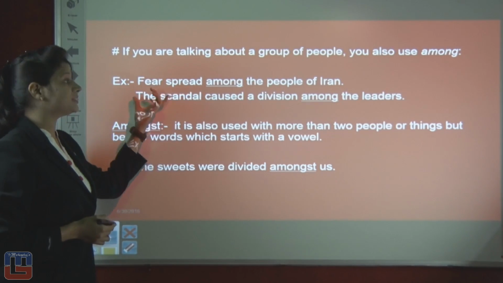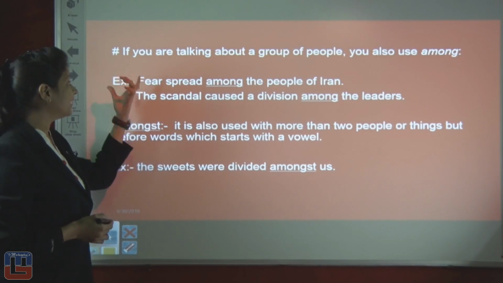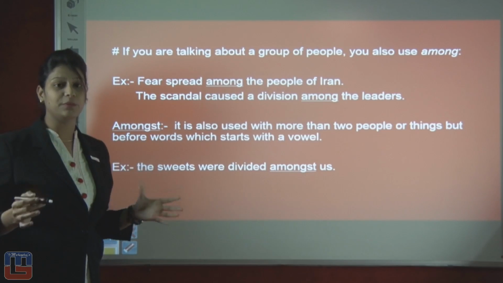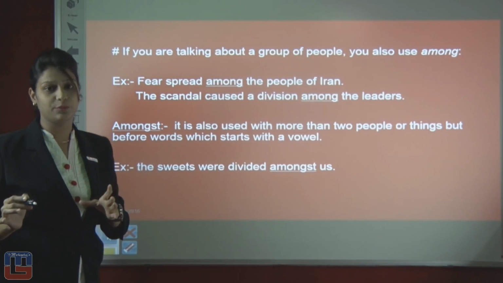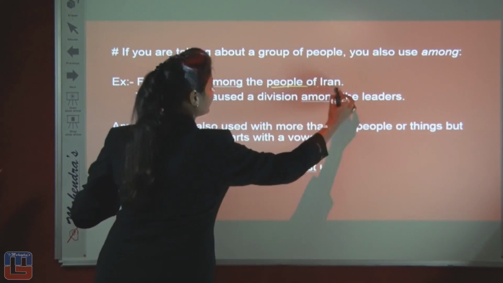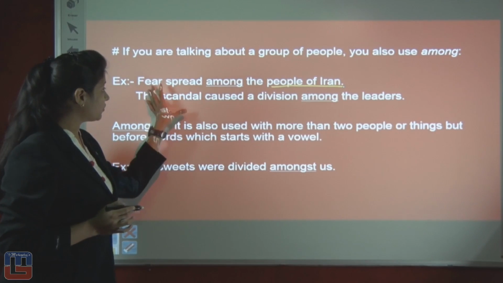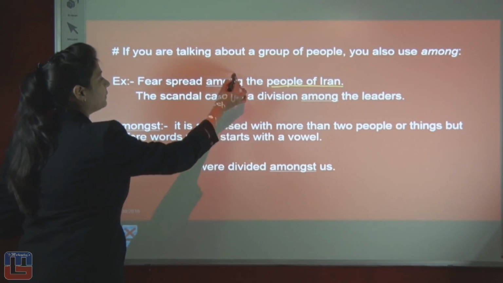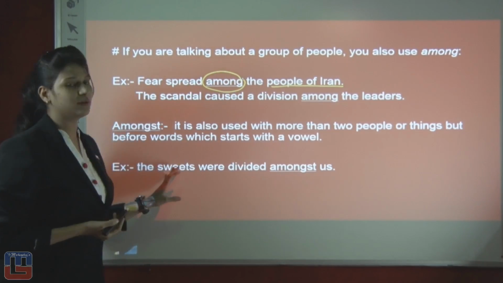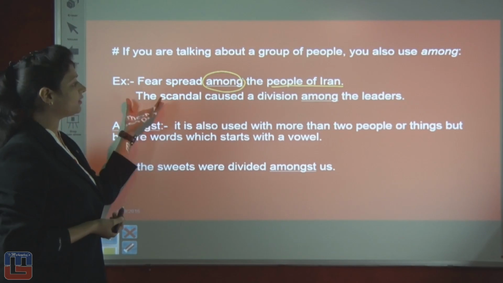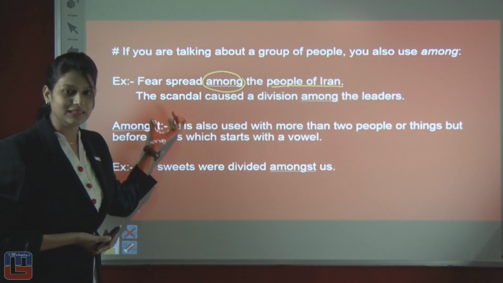Now in this sentence you can see another thing related to among, that is when you are talking about a group of people which are not distinguished properly. So we are talking about the people of Iran, but I am not specifying each and every one of them. So when you are talking about the people of Iran, the word among is used. The fear spread among the people of Iran, or the scandal caused a division among the leaders.